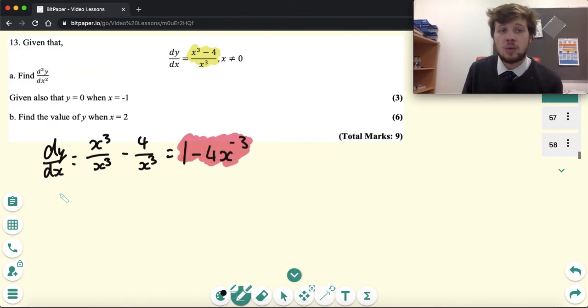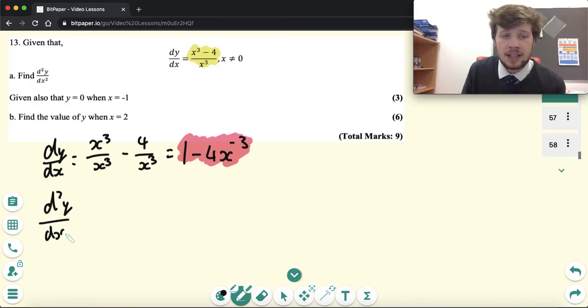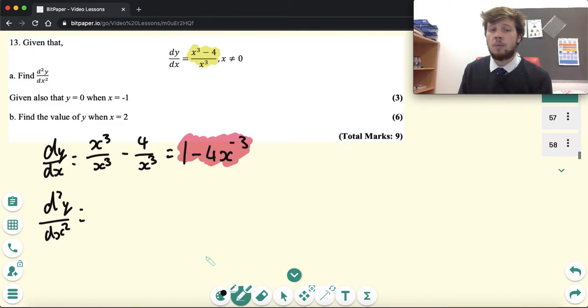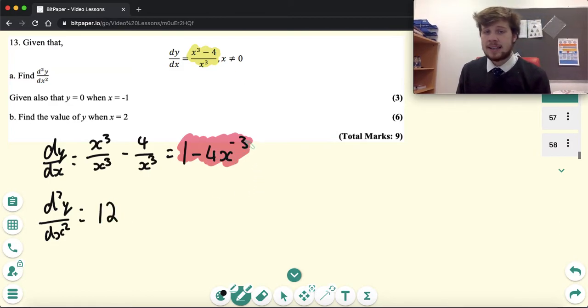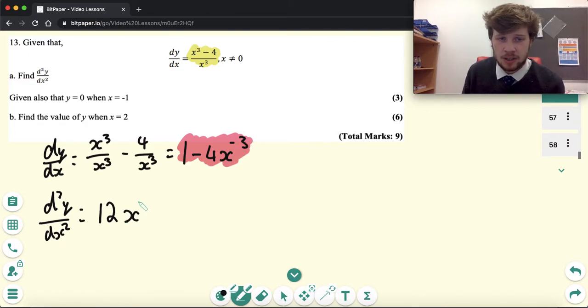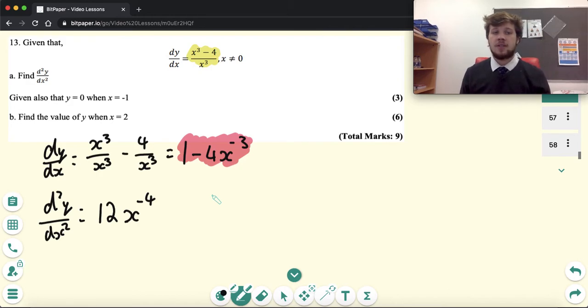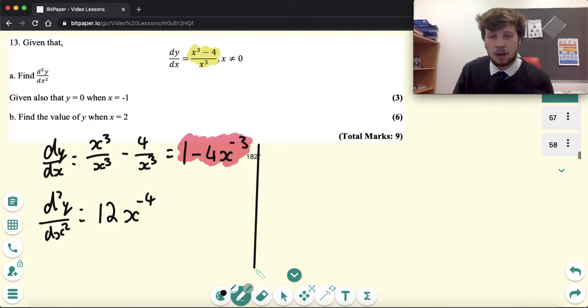So, find d squared y by dx squared. Well, d squared y by dx squared is just the derivative of this form. So the derivative of 1 would be just 0. Negative 4 multiplied by negative 3 is positive 12. And reducing the power by 1, negative 3 is going to go to negative 4. So therefore that would be my second derivative of 12x to the negative 4. Then I'm going to look at the next part.